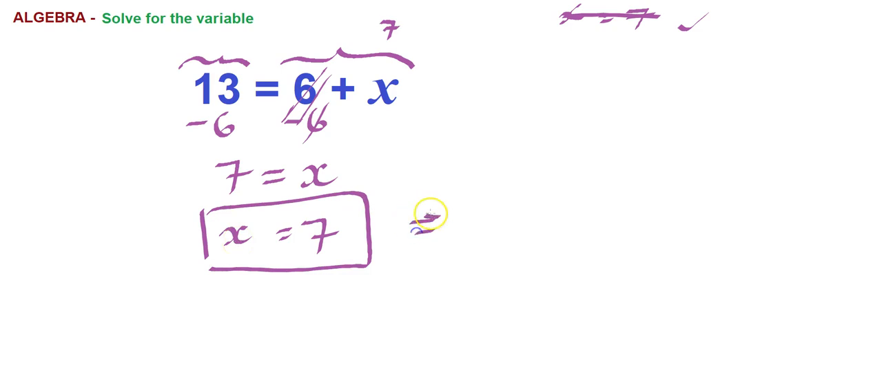We should always get into the habit of checking, and we check by substitution. So we think we know what x is. It says here x equals 7. So we take x out and we substitute in the answer we think it is. So 6 plus 7, does that equal 13? Yes, it does. Therefore, this must be correct, and our working is also correct.